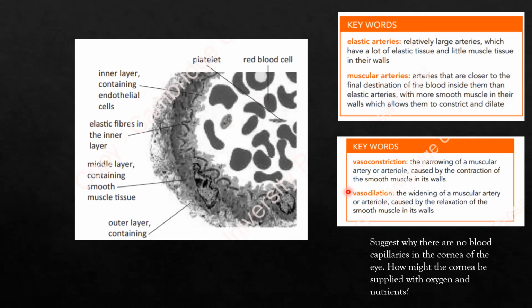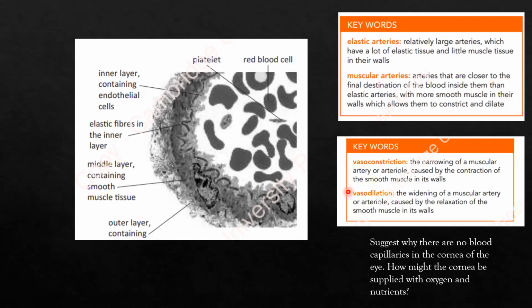Okay. So I have a question. Suggest why there are no capillaries in the cornea of the eye. I tell you that there are no capillaries, and you need to tell me why. And the second thing is, how do you think the cornea is supplied? So, any guesses?